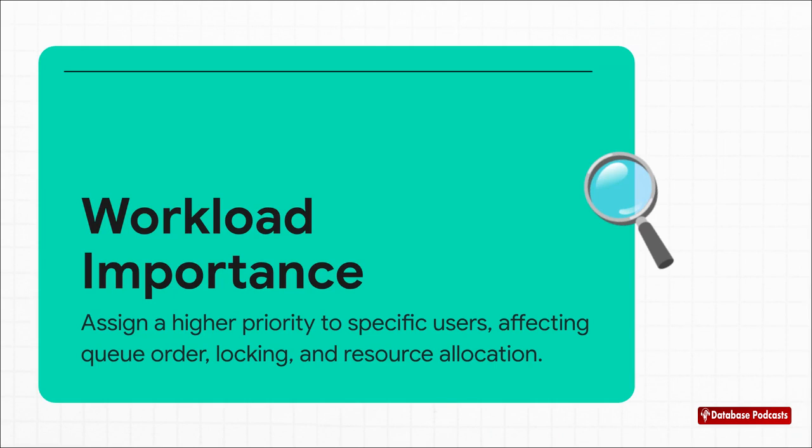And this is where our fourth and final lever comes into play. It's called workload importance. Basically, this is a feature that lets you say, hey, queries from this user or this type of query are more important than others. It's like giving them a VIP pass for your data warehouse, an express lane to the front of the line.